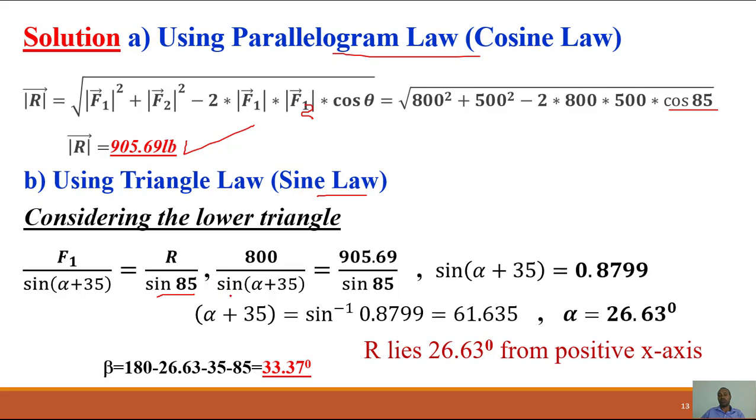Then you have this one again. Then we can take this as a calculation. F1 we already know, the resultant we already know. Then we have sine of alpha plus 35, which is this one. Then finally, alpha is computed as 26.63 degrees. So R lies 26.6 degrees from the positive x-axis, and beta we can find as 33.37 from 180, since it is a triangle, subtracting 26.63 and 35. Then you can arrive at the solution.